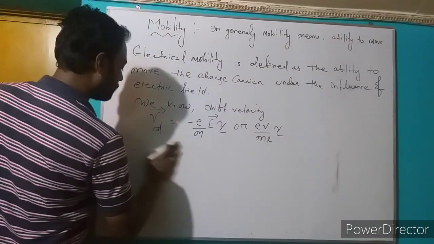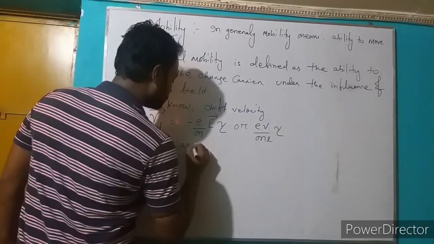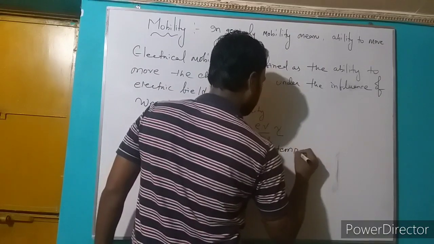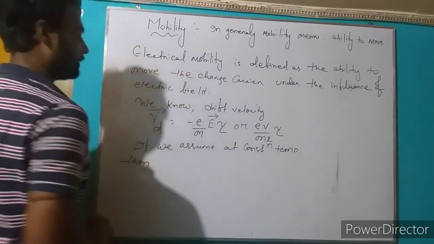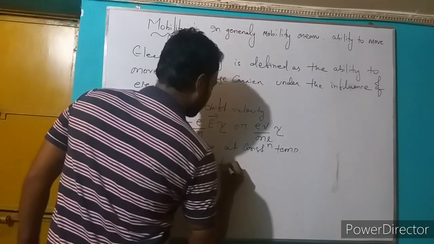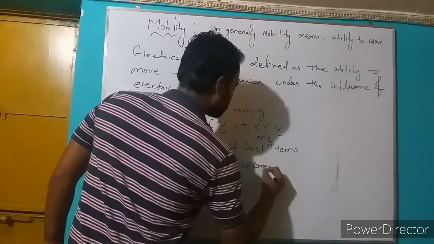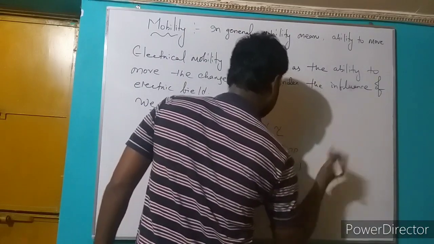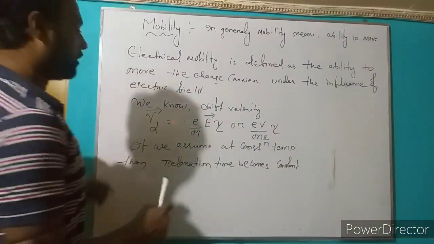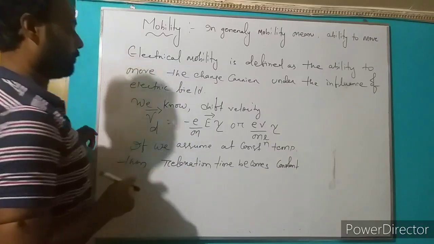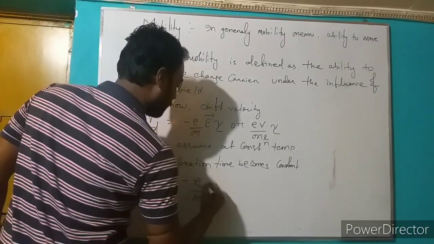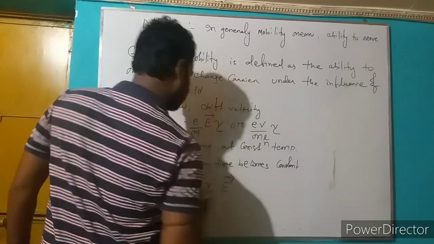So here, if we assume constant temperature, then relaxation time becomes constant. Clear? If we assume constant temperature, then relaxation time becomes constant. So in the above formula, drift velocity Vd vector equal to minus E by M into tau, that is electric field is here.